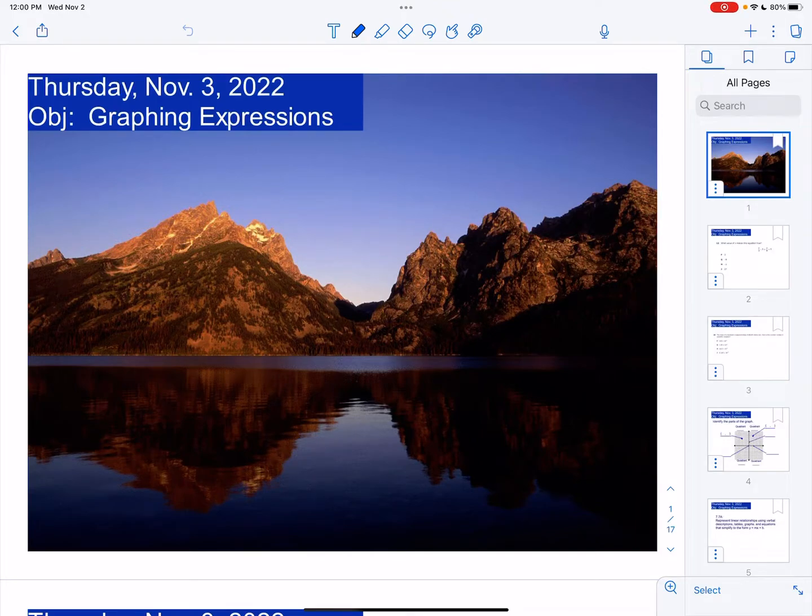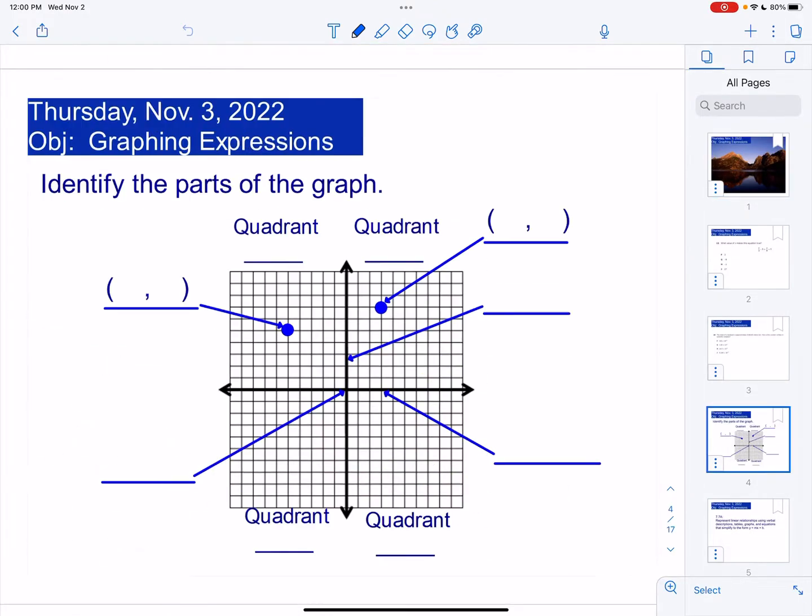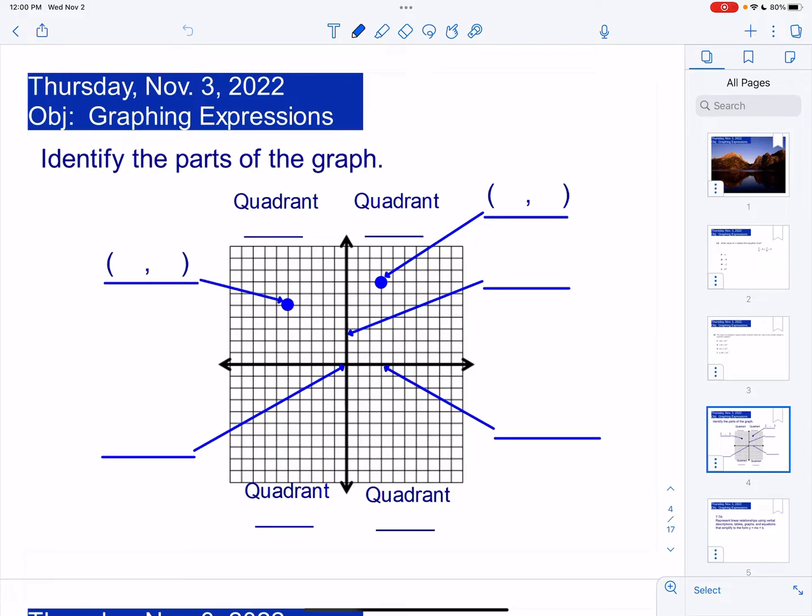Okay, class, today we're going to talk about graphing. Let's review our parts of a graph like we did the other day. We know a coordinate grid is divided into 4 chunks, and those chunks are called quadrants. The first quadrant is the top right hand, so that's quadrant 1, and we identify them with Roman numerals.